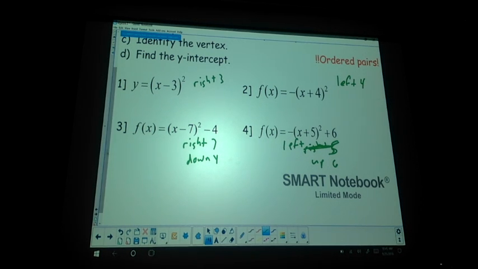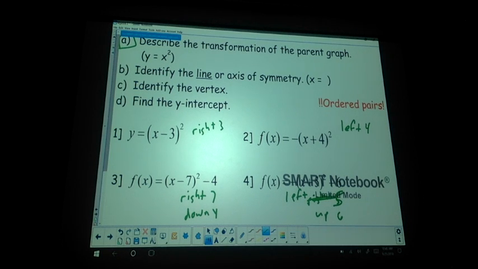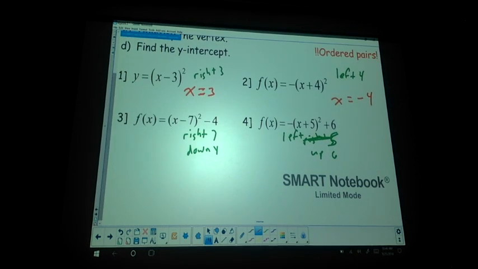Okay? What else do they want us to find on these? They want us to find the axis of symmetry. Well, I know that my vertex went from 0, 0, and it shifted right. So that's now my axis of symmetry. This one, my axis of symmetry shifted left, so I went from 0, 0 to negative 4, 0. Again, that's an imaginary vertical line that allows us to do a mirror image over the top. My axis of symmetry on this one is x equals 7. My axis of symmetry on this one is x equals negative 5. Seem okay so far?